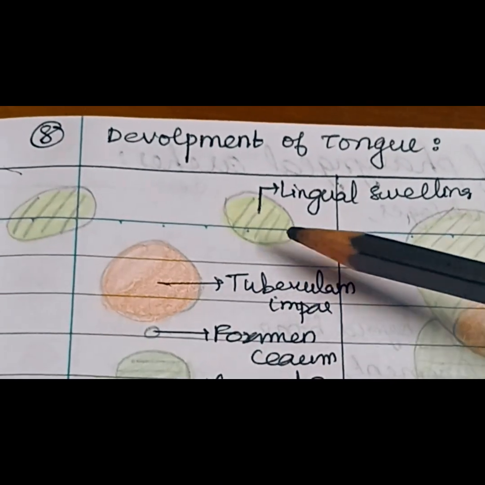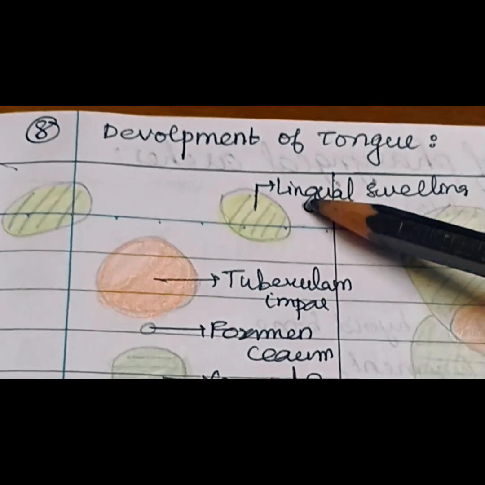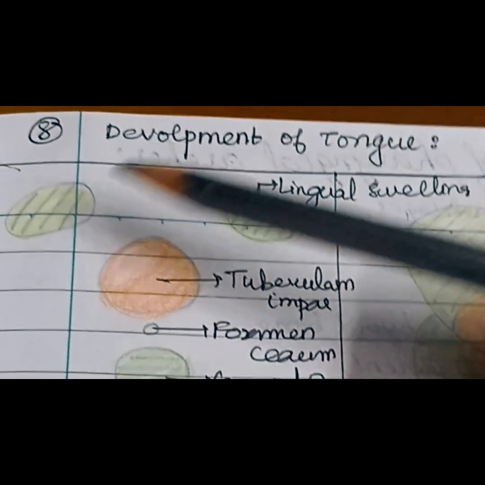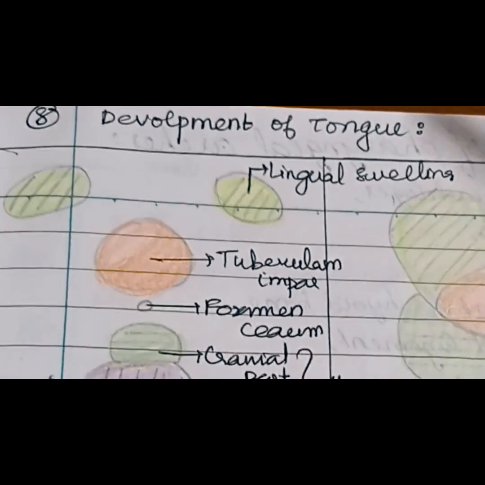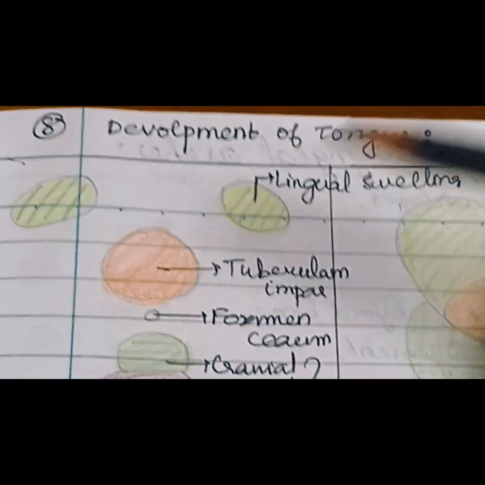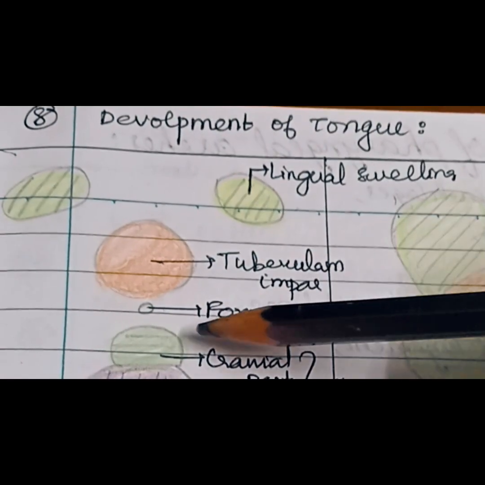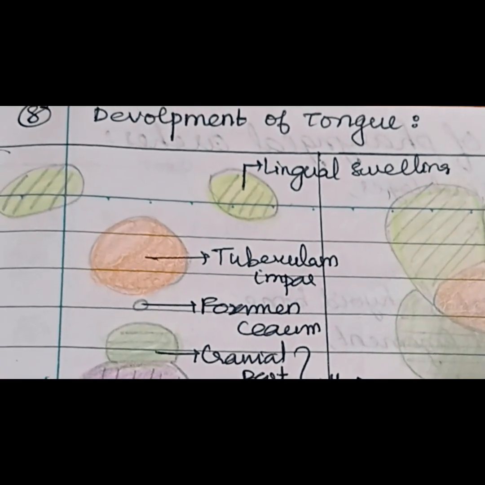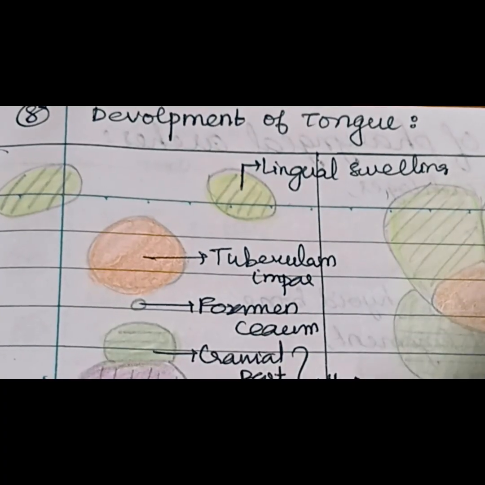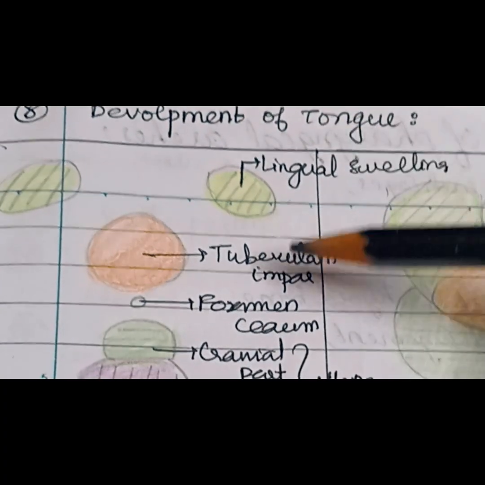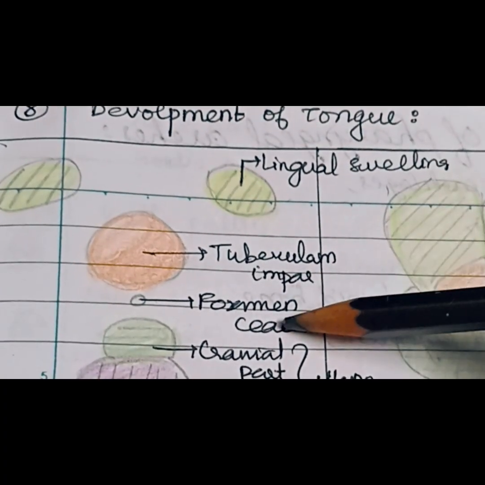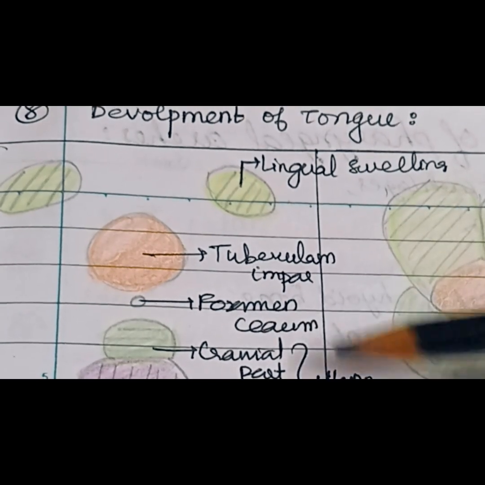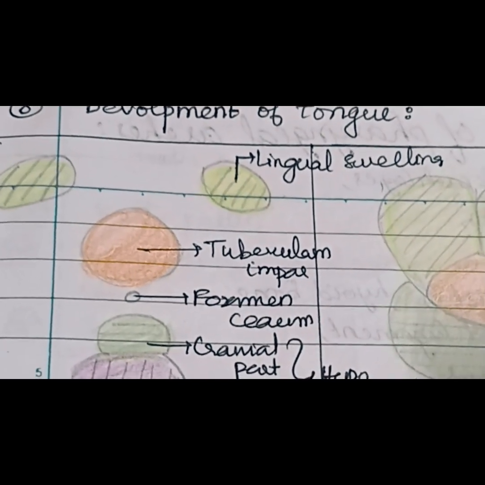So coming to this point, first you see lingual swellings. Lingual is related to tongue. Then you see tuberculum impar. Then you see foramen cecum. Then you see the hypopharyngeal eminence, that is cranial part and the caudal part. So lingual swelling, tuberculum impar, foramen cecum, hypopharyngeal eminence of cranial and caudal part.